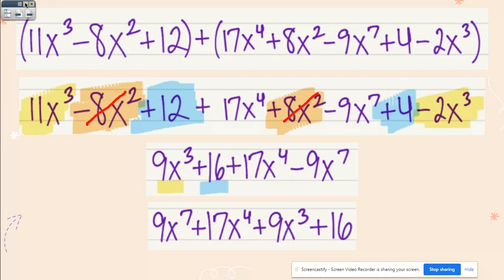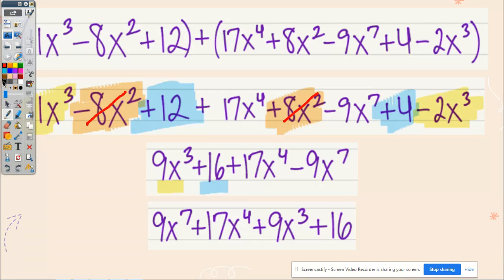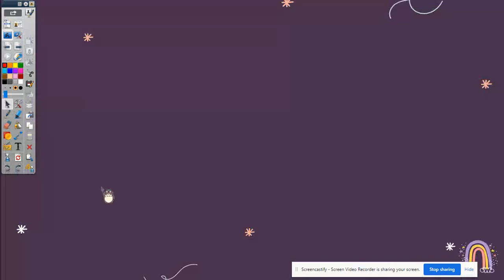So that would be the correct order, and I will describe what I mean. We want to do descending order based on degree. So 7 was the highest degree, 4 was the next highest degree, 3, and then the constant number, 16. Don't forget that 16 technically does have an x. It's 16 times x to the 0 power. Anything to the 0 power is 1. 1 times 16 is just 16. And that is how you add two polynomials.